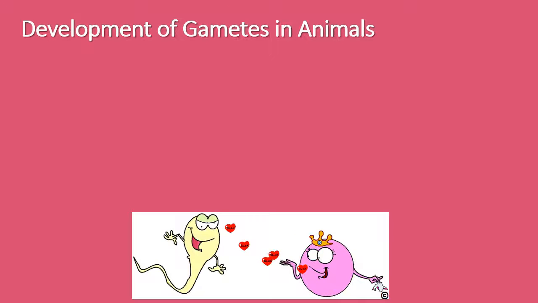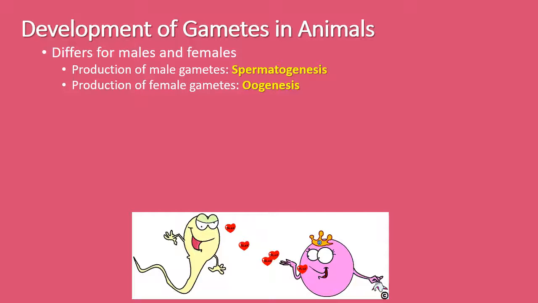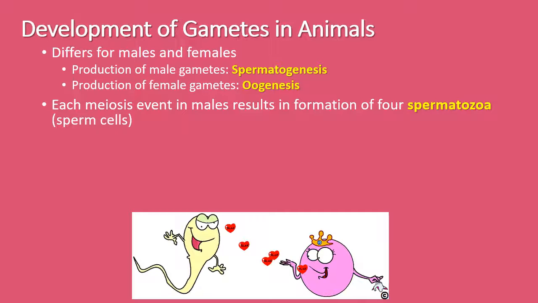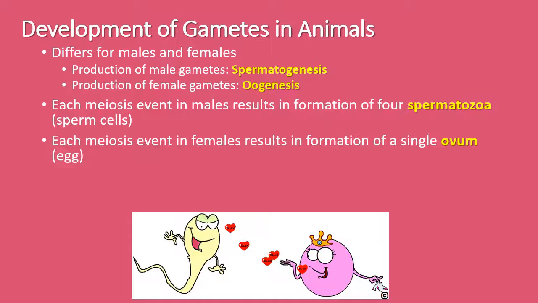Okay, so let's talk a little bit about development of gametes specifically in animal cells. In males, it's called spermatogenesis, and in females, it's called oogenesis. And they're different in males and females. With meiosis in males, you end up with 4 sperm cells called spermatozoa. But with each single meiosis event in females, you only create 1 single egg or ovum.